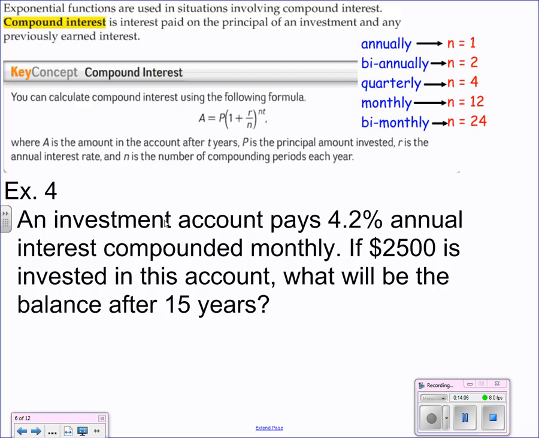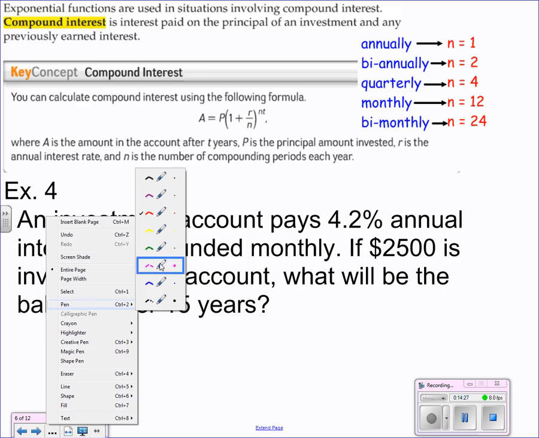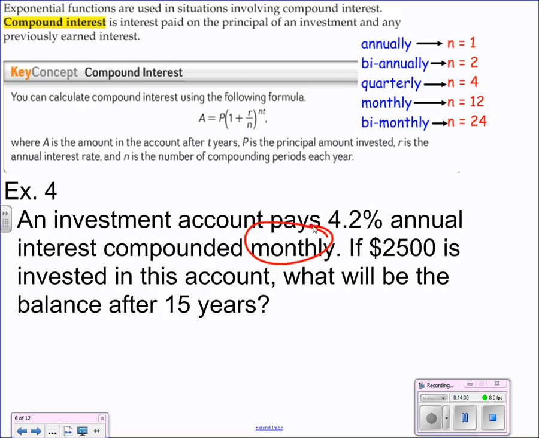So an investment account pays 4.2% annual interest compounded monthly. So that means each month of that year, money is added to the account. So N would be 12, because compounded monthly, there are 12 months in a year. So compounded monthly, that means N is 12. 4.2% is R as a percent, so as a decimal, it's 0.042. You take the decimal place and move it to the left 2 times.